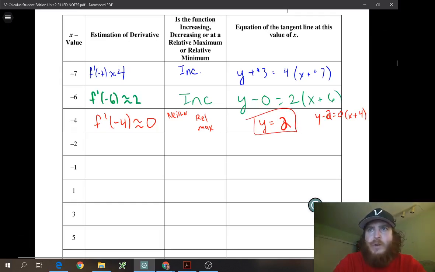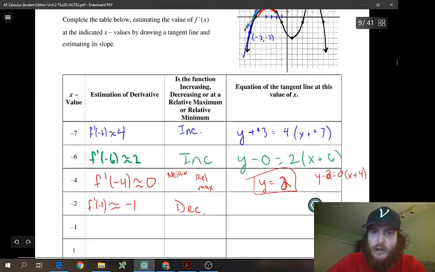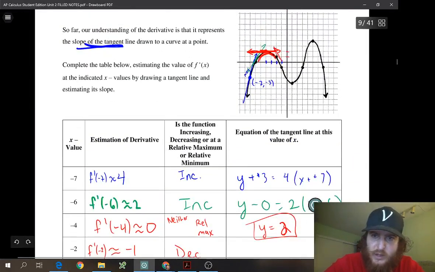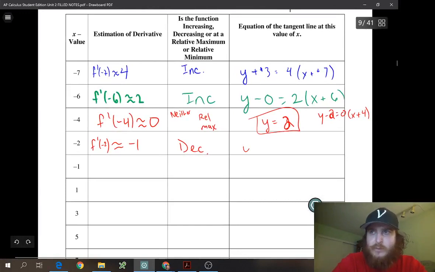All right, for negative 2, I'm not going to continue to write all these. I'm just going to talk through what my answers were. For negative 2, I had that f prime of negative 2 was about negative 1, and that was decreasing, right? So here, this tangent line is going down, so that's a decreasing tangent. And then our equation would have been y minus 1 equals negative 1 times x plus 2. So that would be our equation.